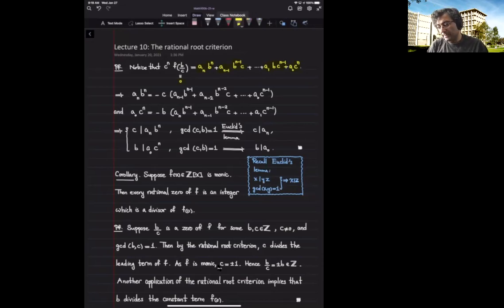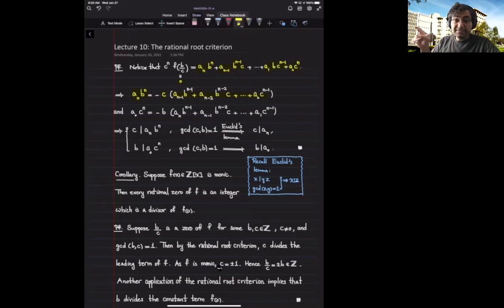Now, what we'll do, we take the first term and move the other terms to the other side. That means that A sub n times B to the n is the negative of the summation of the other terms. Now, the other terms have a C in common. So I can use the distribution law and factor out this common C. This means that A sub n times B to the n is negative C times parentheses, and I factor out the rest. I don't care that much about the rest. I just care about the fact that they have a common C and I can factor them out.